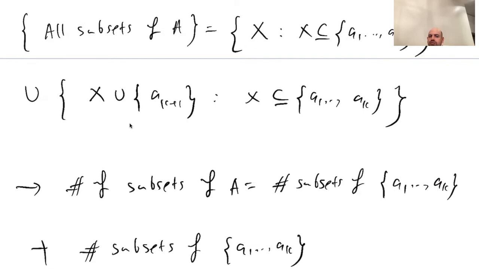Now, the number of elements in B is how much? How many elements do we have in this set? The number of elements in this set is the same as the number of options that I have for X, right? Because for every option that I have for X, I have exactly one set of the form X union A(k+1). So this part is fixed. What is changing here? X is changing. So the number of elements in this set is the number of options that I have for X. And the number of options for X, where X is a subset of A1 to Ak, is the number of subsets of A1 to Ak.